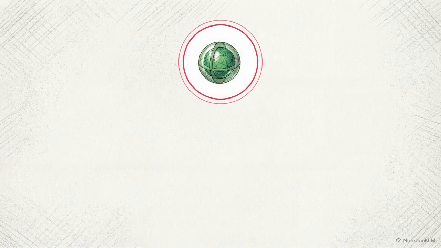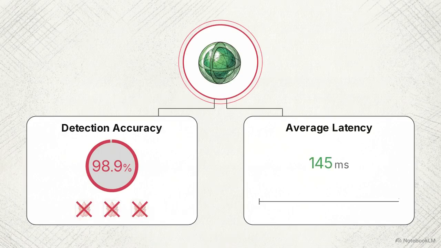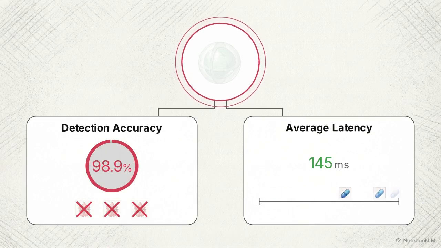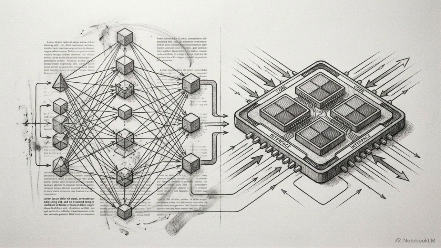The framework we are analyzing today achieves a 98.9% injection detection accuracy while maintaining an average latency overhead of less than 150 milliseconds. Successfully deploying enterprise LLMs requires balancing the need for heavy, nuanced semantic analysis with the requirement for high-speed processing through intelligent architectural staging.